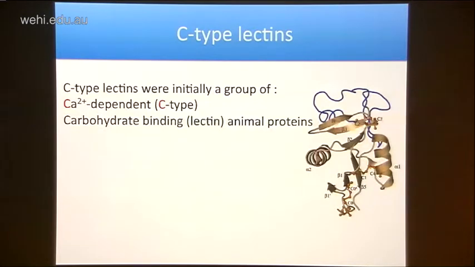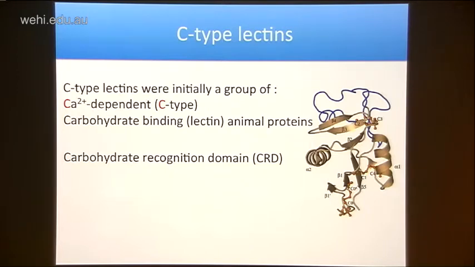So let's start with definitions. What exactly are C-type lectins? Originally, the term was coined to discuss a group of animal proteins that could recognize carbohydrates. That's the lectins. They recognize carbohydrates. And when they do it in a calcium-dependent manner, they are C-type lectins. And this is a picture here of a carbohydrate recognition domain. In other words, the domain that is involved in the recognition of carbohydrates, sugars.